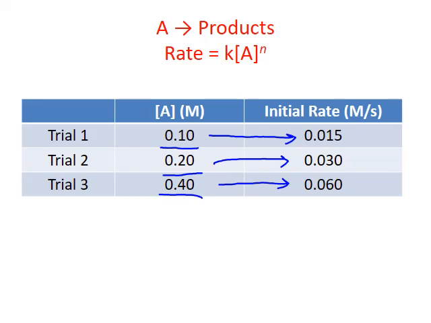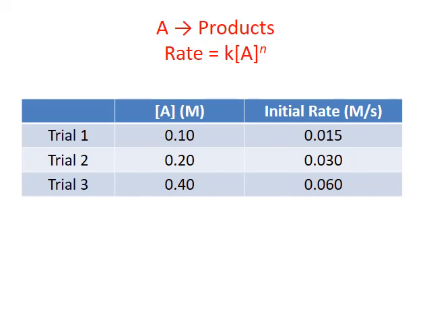What we want to do is pick two trials and compare the rates and initial concentrations. So I'm going to pick trial one and two, but you could pick trial 2 and 3 or trial 1 and 3. As long as you're consistent in the trials you pick, it should all work out to the same basic exponent. So by consistent, I simply mean that when you set up your ratios, if you compare the concentrations of trial 1 and trial 3, for example, then you also compare the initial rates from trial 1 and trial 3.